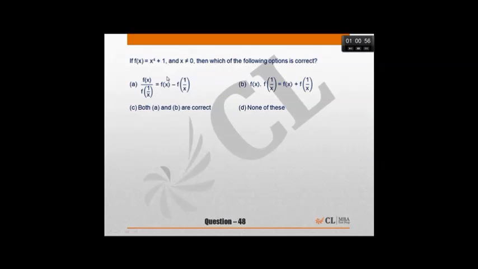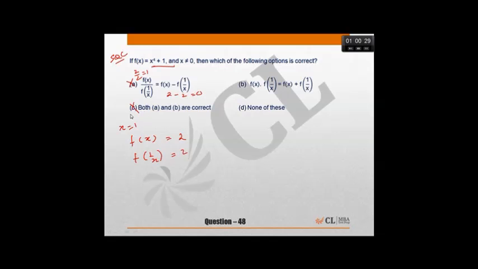Okay. Next question. Question 48 again. These are standard SQC questions. Put x equal to 1 and check out. f(x) equal to this much. Which of the following is correct? So that means if x is equal to 1, then f(x) will be equal to 1 plus 1, 2, and f of 1 by x will again be equal to 2. So choice A becomes 2 by 2 is equal to 1, and here it becomes 2 minus 2 is equal to 0. So choice A is incorrect.